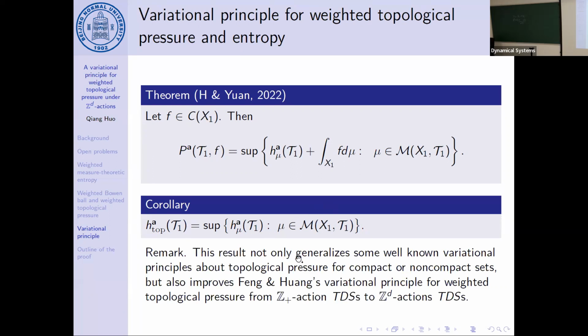This result generalizes some variational principles for topological pressure for compact or non-compact sets, and also extends Feng and Huang's definition from the one-sided action dynamical system into Z^d action dynamical systems.